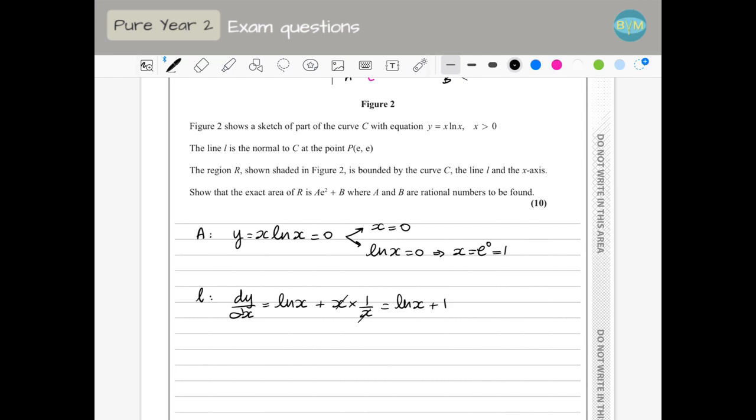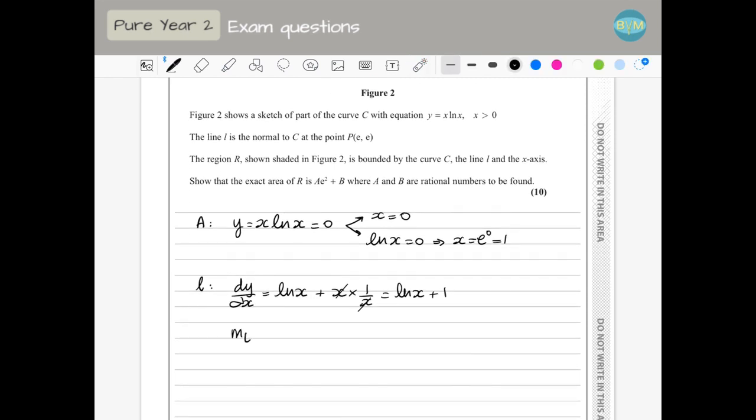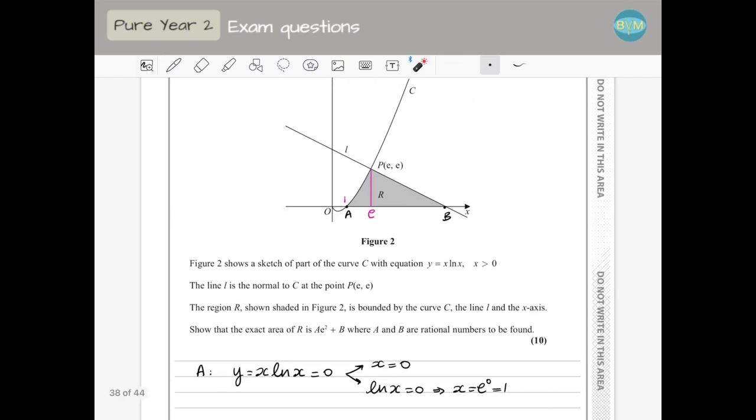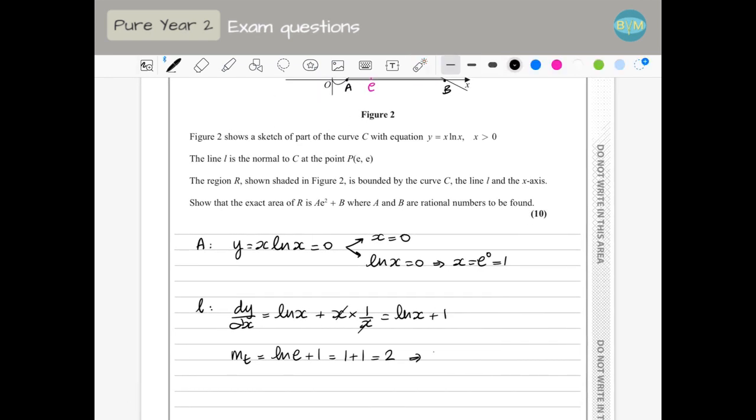That's the derivative of this curve at any point, but for this point I'm going to substitute x by e. So the gradient of the tangent at P is going to be ln e plus 1, and I know ln e is 1, so 1 plus 1 is 2. This is the gradient of the tangent, but this line is normal. So the gradient of the normal is going to be the negative reciprocal. That means the gradient of the normal is going to be minus 1/2.